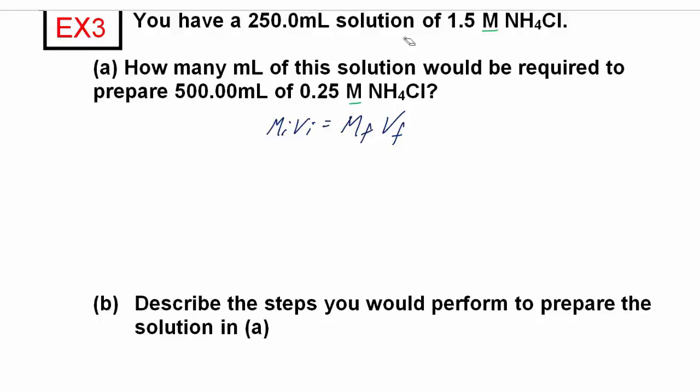I's, your initials, are your more concentrated solutions. So 1.5 molar. And Mf is 0.25 molar. We want to make this final volume of 500 milliliters. So what will be the initial volume that I have to take of that 1.5 molar? 0.25 times 500 divided by 1.5, I get about 83.3 milliliters.